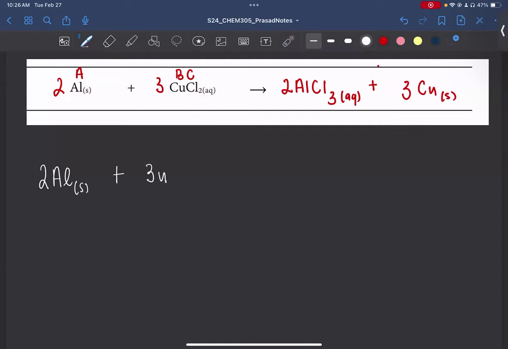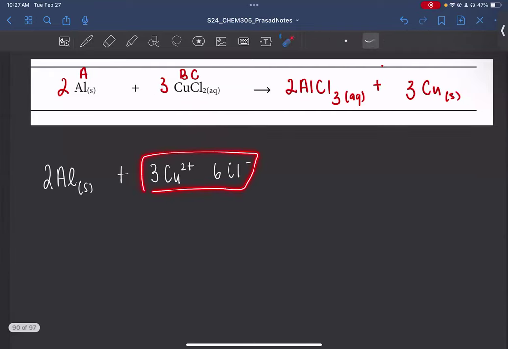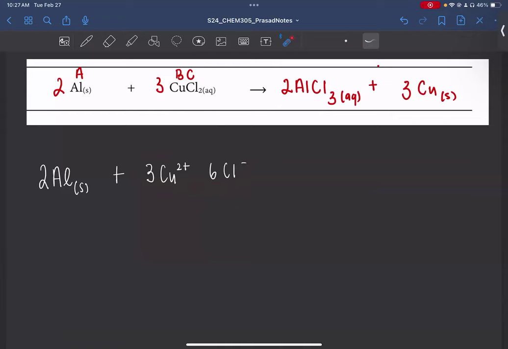There are 3 copper ions, and there are 6 chlorine ions. Remember, copper chloride is CuCl2. There are 3 of this molecule, so there are actually 6 chlorines in total. Similarly, copper is a transition metal, so you would not be able to look at the periodic table and just tell the charge. However, you do know that chlorine is -1. If there are 2 chlorines, that means you have in total -2. This implies that the copper must be 2+. We do not need state symbols here because by separating it, that is a direct implication that it's aqueous.